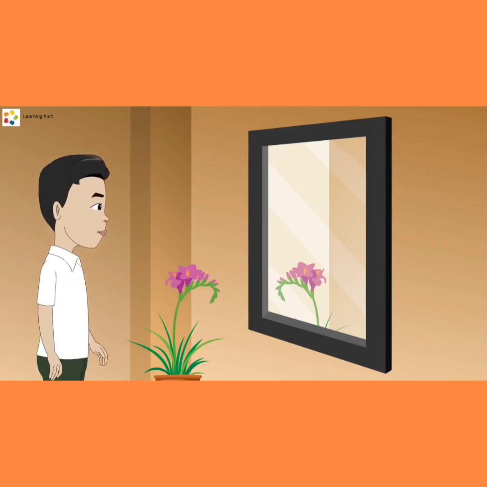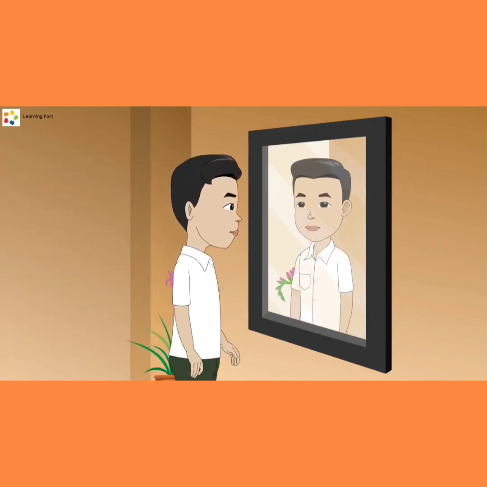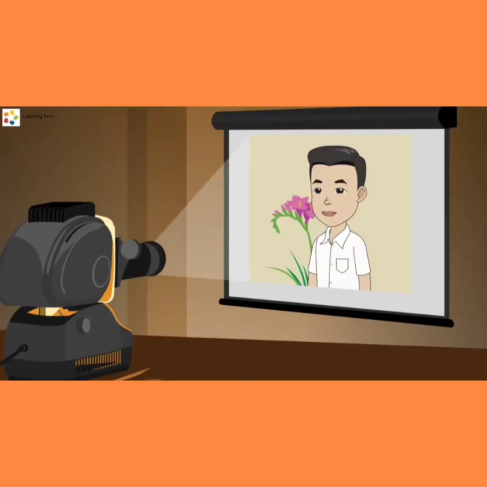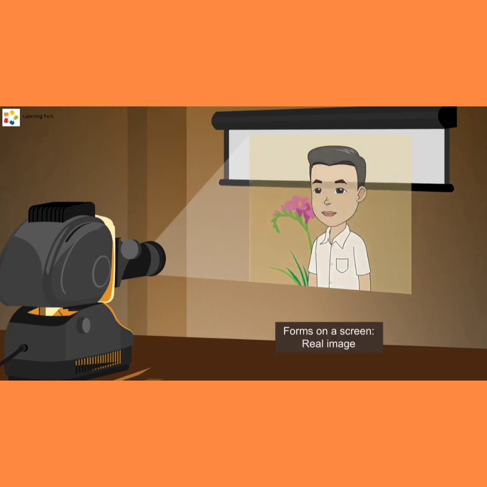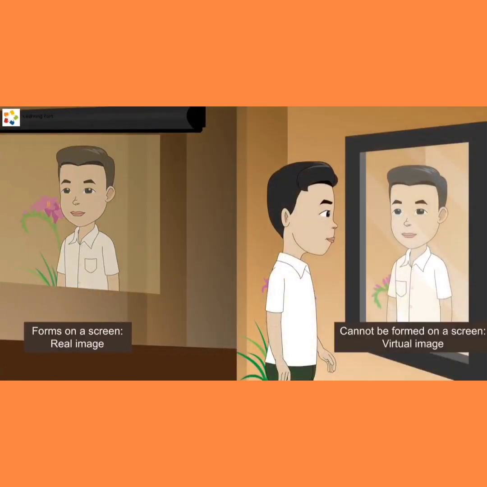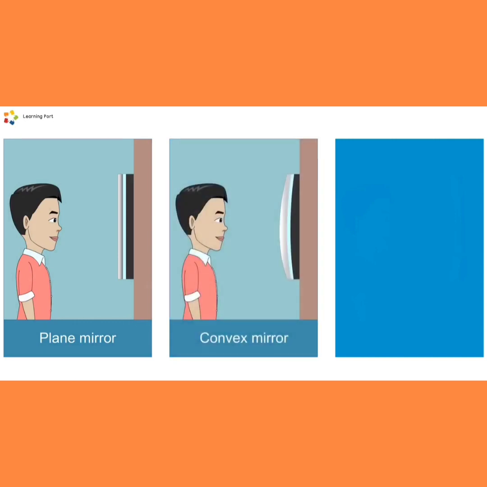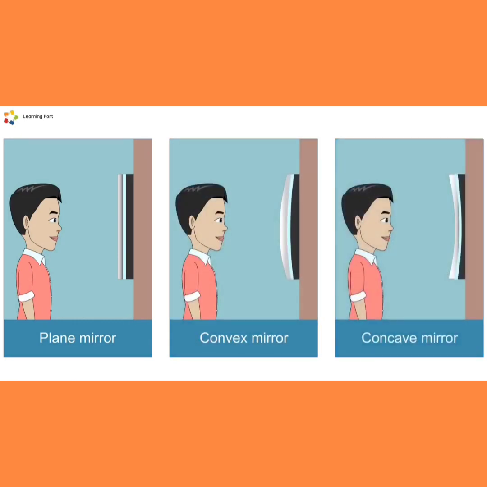When we stand in front of a mirror, we see an image of ourselves in the mirror. The image formed in a mirror is a virtual image. An image that forms on a screen, such as the image produced by a projector, is a real image. An image that cannot be formed on a screen is a virtual image. There are 3 types of mirrors: plane mirrors, convex mirrors, and concave mirrors. A plane mirror has a flat surface. A convex mirror has a surface that curves outwards, and a concave mirror has a surface that curves inwards.